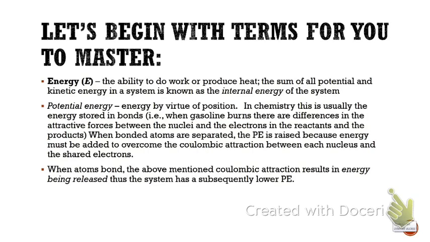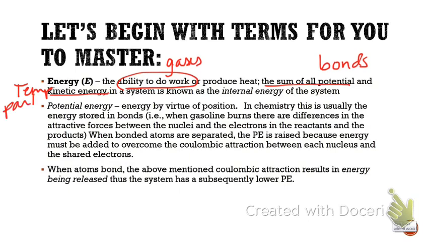The sum of all potential and kinetic energy in a system is known as the internal energy of the system. In terms of the ability to do work, that's usually when we're talking about gases. For the sum of the potential energy, that's going to be your bonds. That's where potential energy is going to come from, your chemical bonds. And then, of course, kinetic energy is also very lovingly known as the energy of motion. So that's your temperature, or particle movement. So that's where the kinetic energy is coming from. That's terrible, I can't even see that. That says particle movement. Apologize for that. Put my glasses back on.